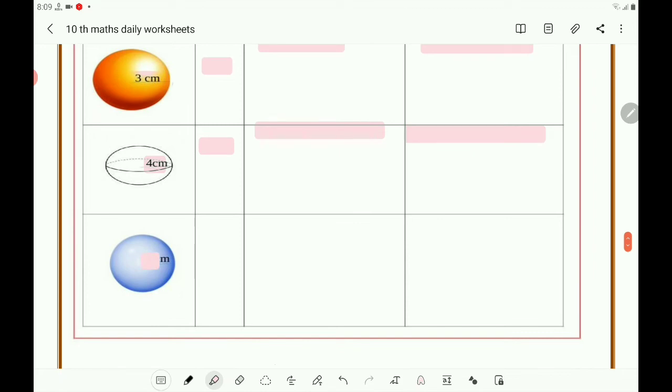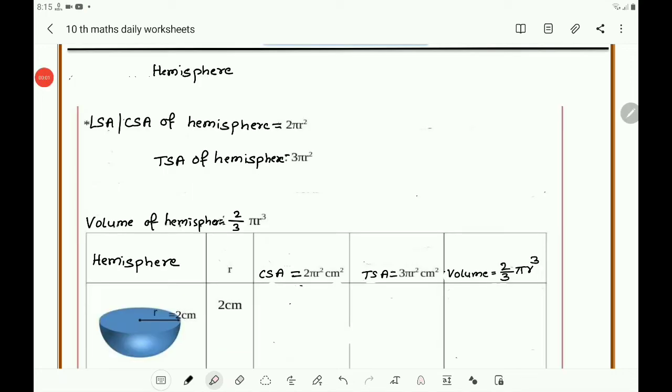Then you take the last one. Here r equals 5. You write 5 here. Write the formula for the surface area and calculate the surface area, and also write the formula for the volume of the sphere and calculate the volume. Now about the hemisphere. A hemisphere has lateral surface area, which is also called the curved surface area, and it has total surface area and volume.